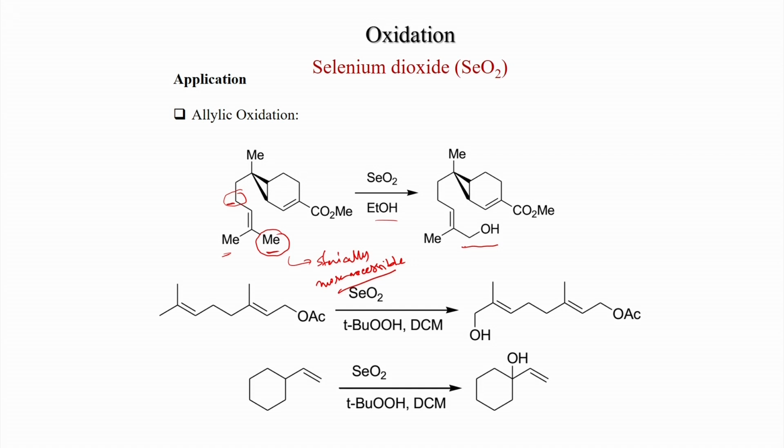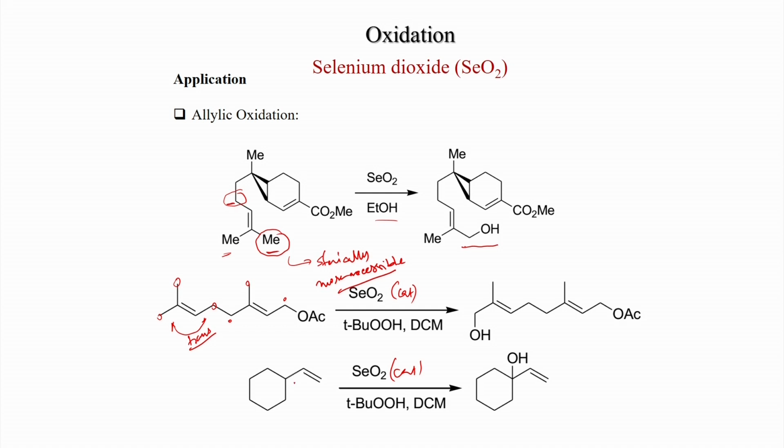And here also you can see this is geranyl acetate, selenium dioxide, here it is a catalytic amount, and tertiary butyl hydroperoxide is the stoichiometric amount in dichloromethane solvent. There are many allylic carbons, but selectively only one allylic carbon is getting oxidized with selenium dioxide, that is this methyl group, which is also trans to this. That means the carbon which is sterically more accessible, that is sterically less hindered, will get oxidized.